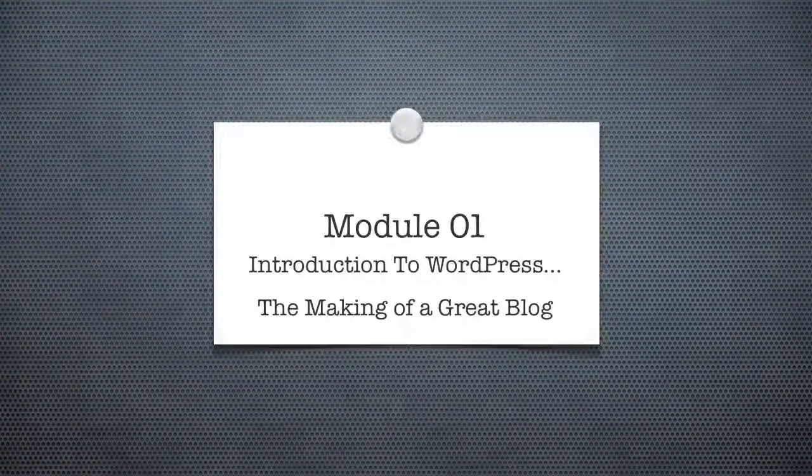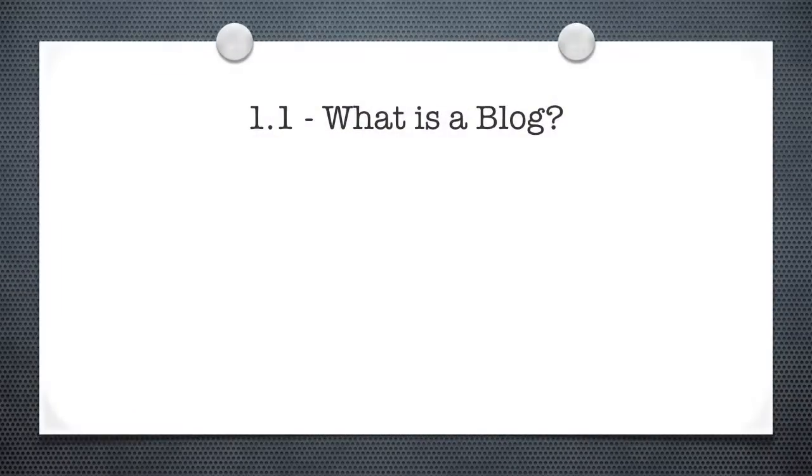This is Module 1, an Introduction to WordPress, the making of a great blog. So what is a blog? And what do I mean when I say blog? Well, what I'm talking about here specifically is a constantly updated website. It's a website where the information that you provide is new, it's fresh, and it's ongoing. That's what I think about when I say blog. It's like a conversation with a community.